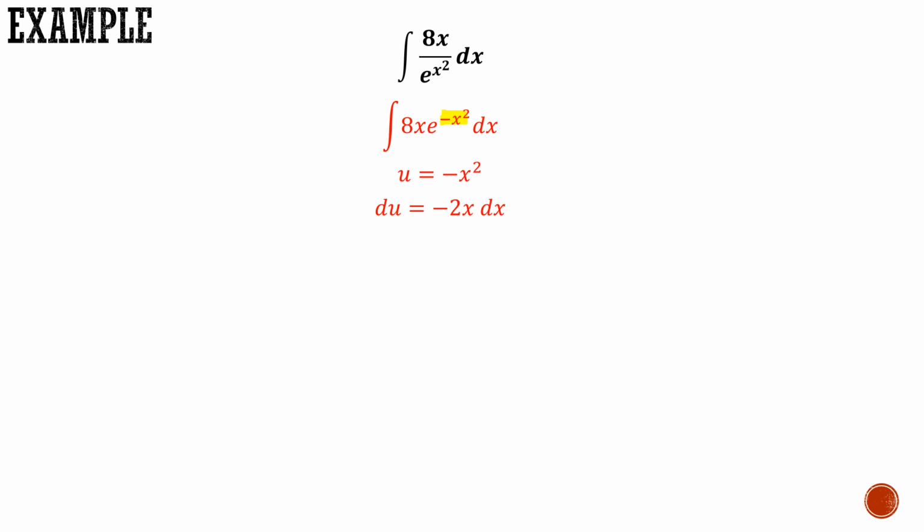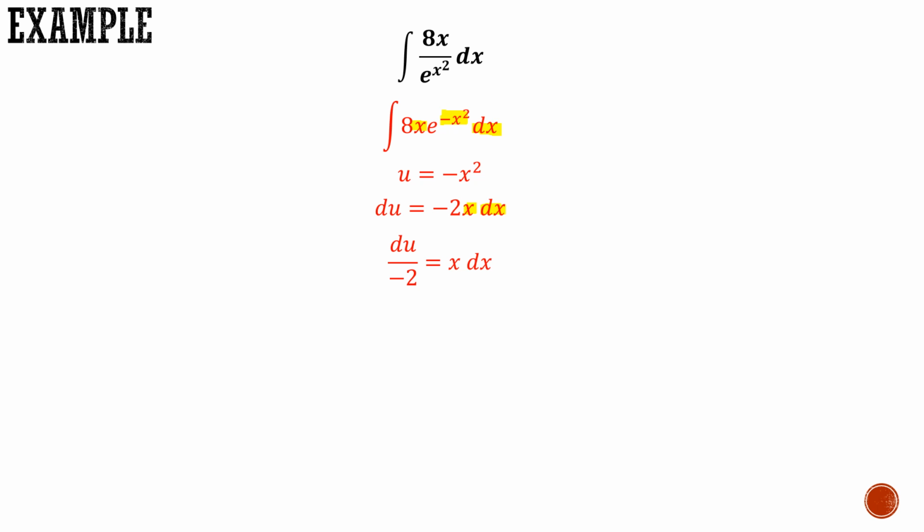Now, again, you really want to look at your original problem and look at what you have. I see the x in my problem. This x from du is right here in the problem, and the dx is also in my problem. I don't necessarily need this negative 2, so I'm going to divide it out. So I have du over negative 2 equals x dx.